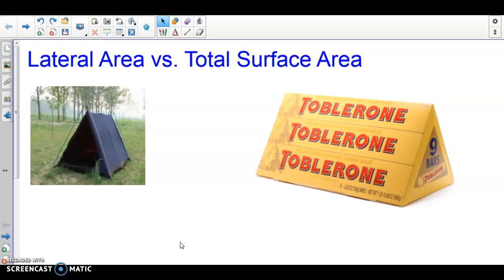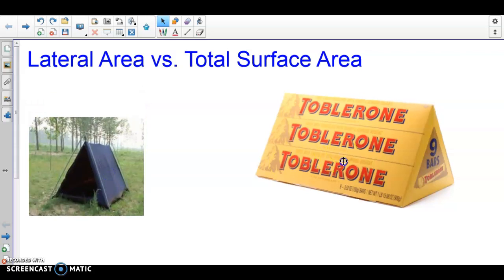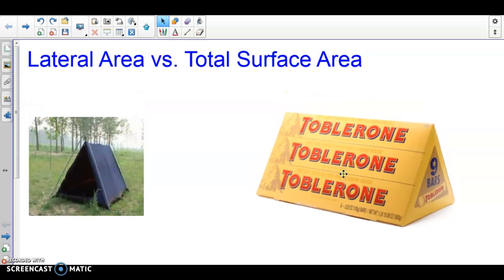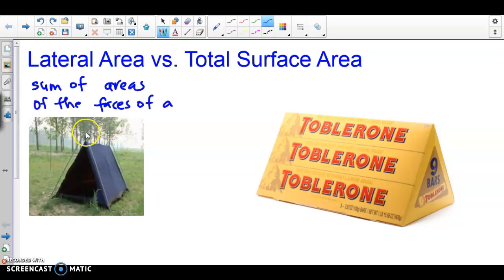Now I decided to use visuals here to kind of illustrate the difference between the two. Let me move them down over here so I can write down the definition. When we speak of lateral area, we're actually talking about the sum of areas of all the faces of a polyhedron. So what does that mean? Remember, there's a difference between the faces of a polyhedron versus the base of a polyhedron. So if you look at these two images here, in what way are they different?